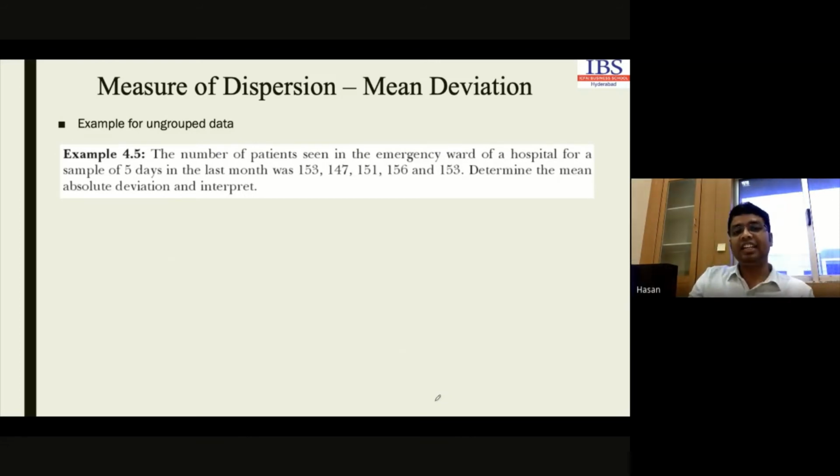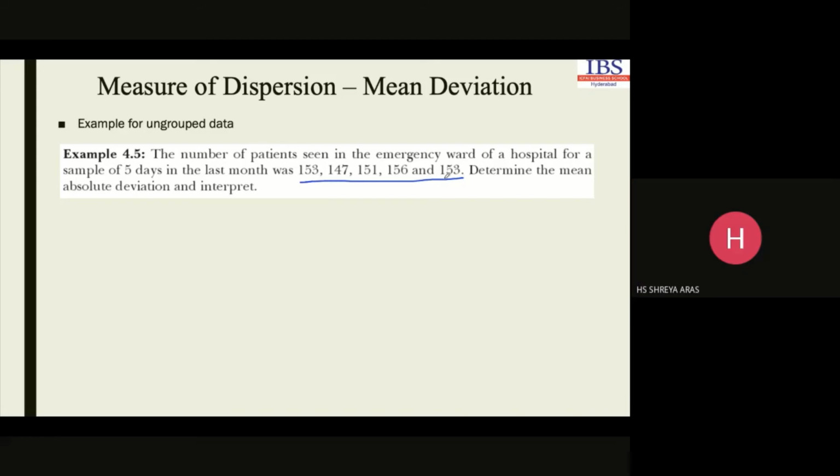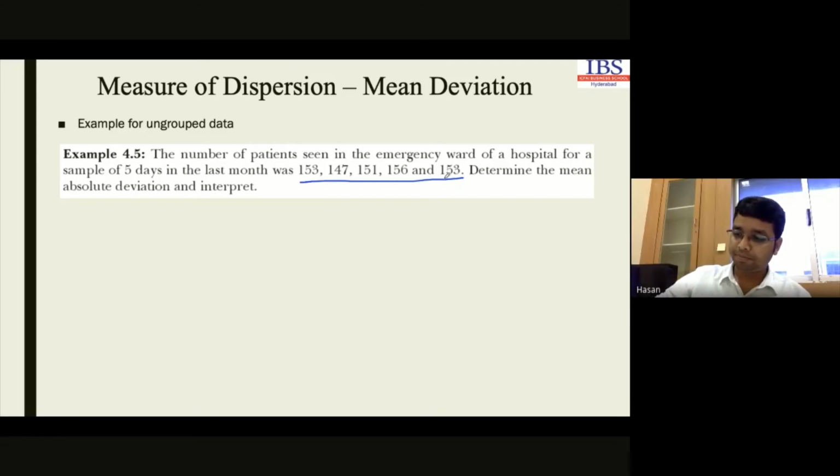So this is an example here. If we are going to calculate the mean deviation, how do we calculate it? First of all, we take the mean of this data. What will be the mean here? 153 plus 147 plus 151 plus 156 plus 153. What will be the sum here? Total sum of this. Are you solving this? Tell me. Yes, sir. What will be the sum, and what will be the average?